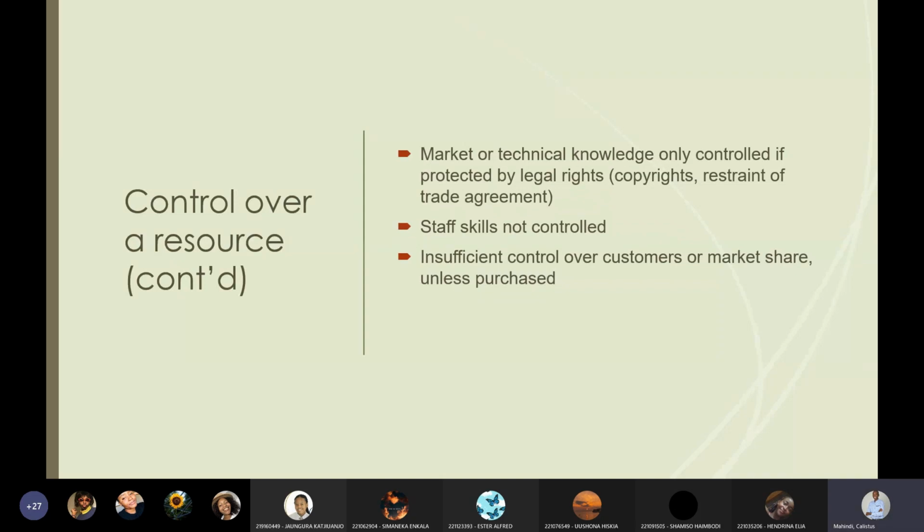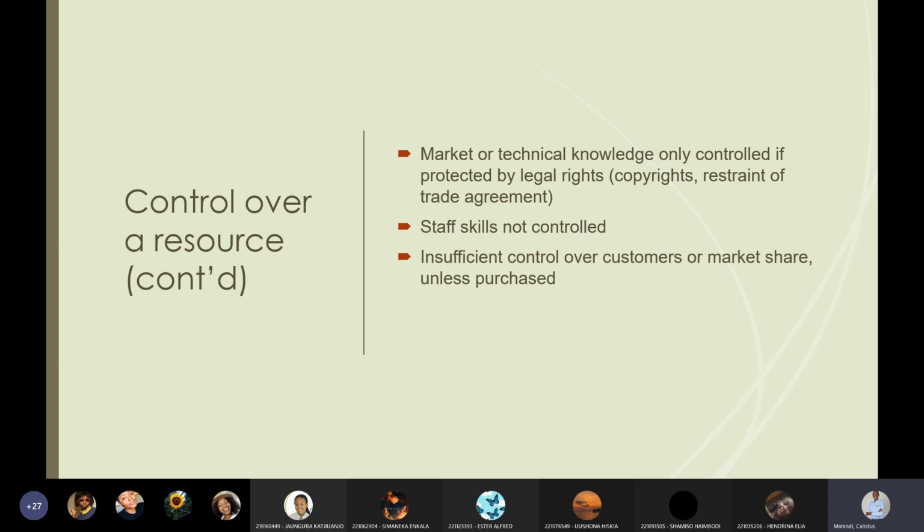So let us look at specific intangible assets. Market or technical knowledge. Market or technical knowledge is only controlled if protected by legal rights. So let us look at things such as copyrights or restraint of trade agreements.